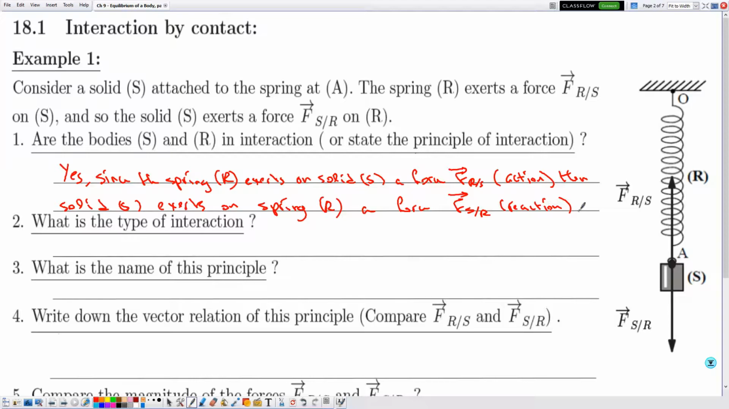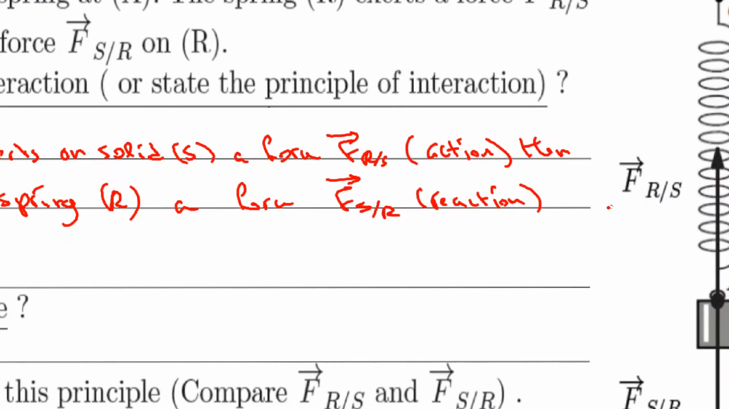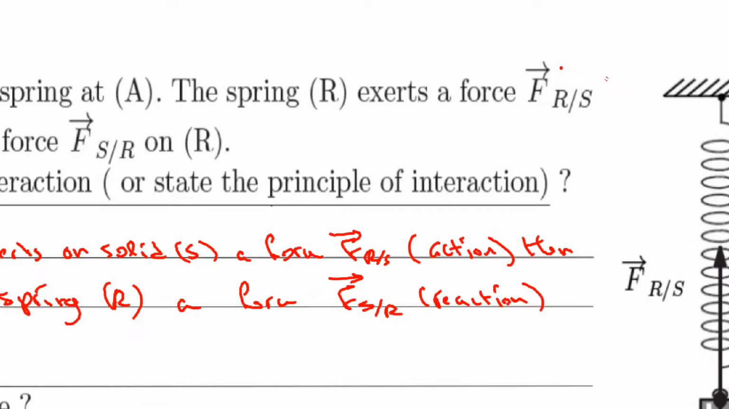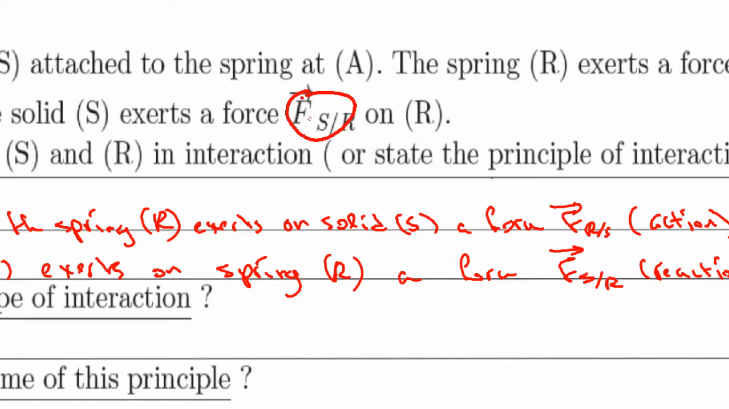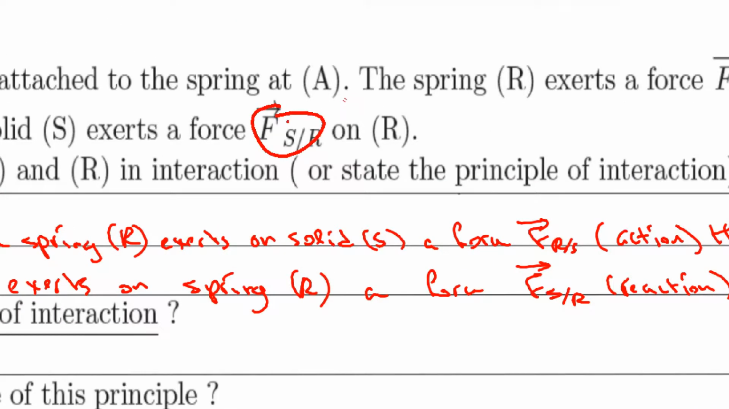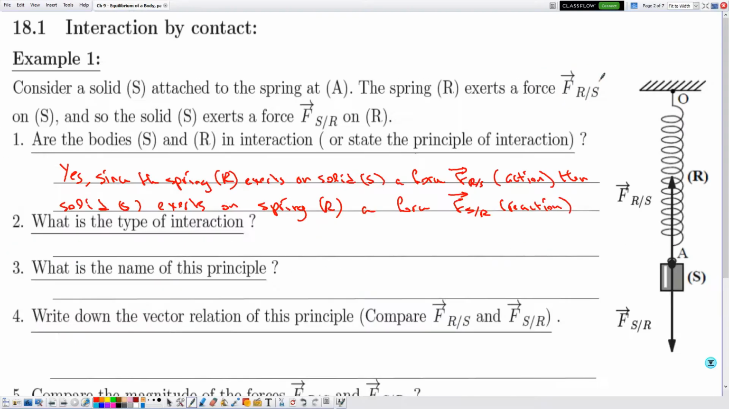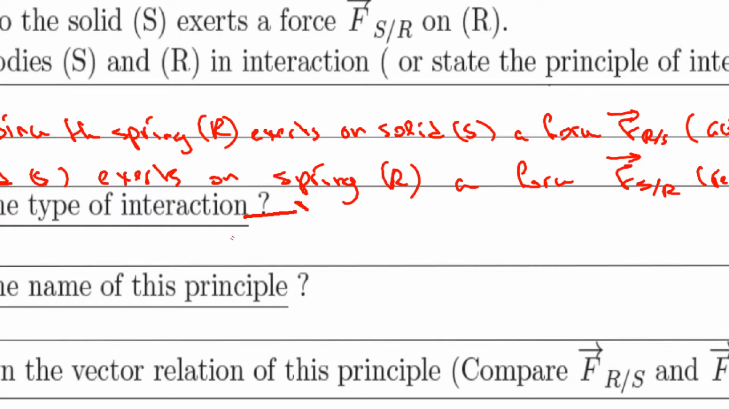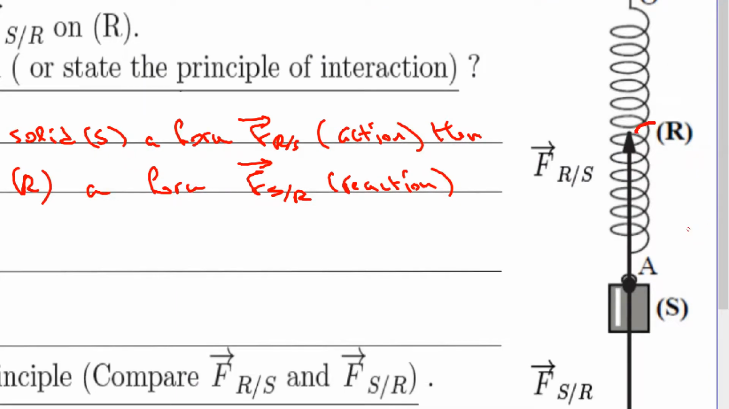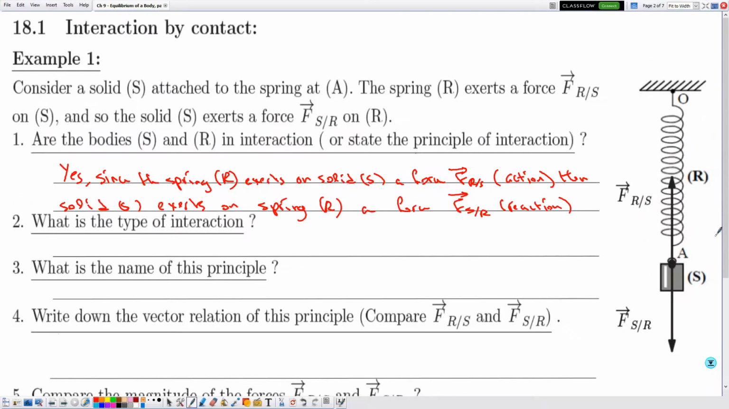Now how do we know whether this is the action or the reaction? It's not important. If we consider this force to be the action, then this force will be the reaction. If this force is considered to be the action, then this force will be considered the reaction. Now, what's the type of the interaction? The interaction may be by contact or at a distance. In this case, because both bodies are in contact at a point A, this interaction is said to be interaction by contact.